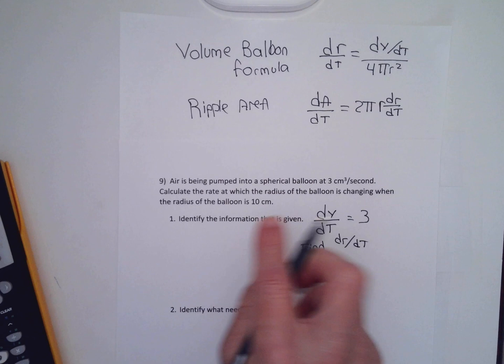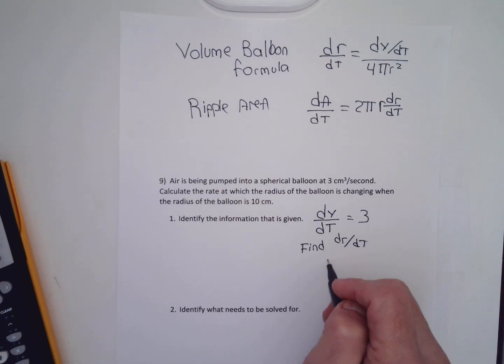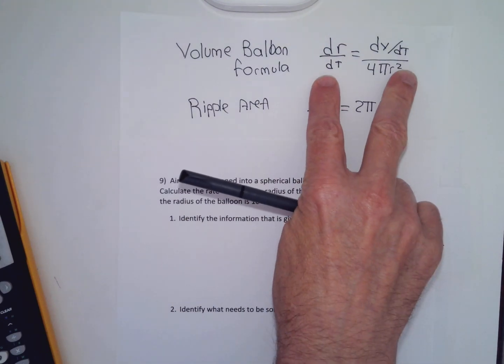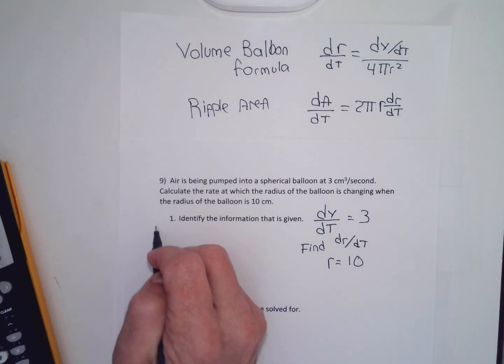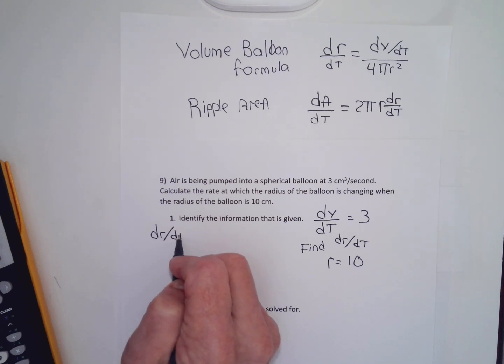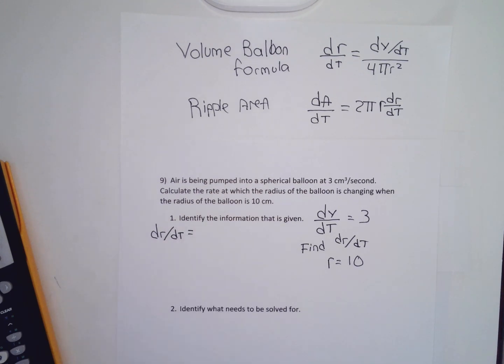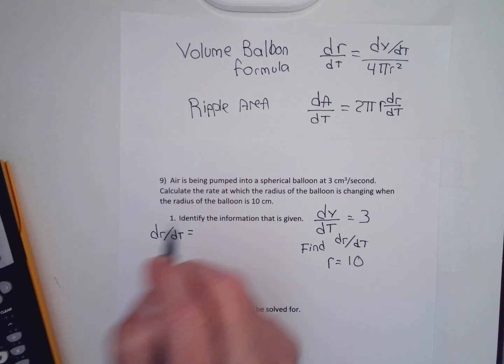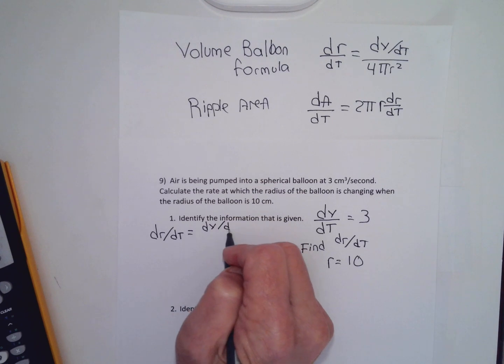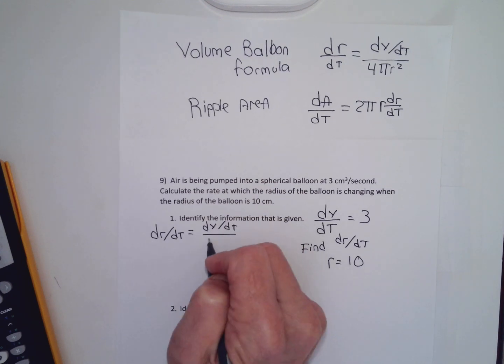And that says when the radius is 10 centimeters. So the radius is 10 centimeters. I created this formula, I might as well use it. So I'm going to use the formula that we created when we did this exact word problem with different numbers. The rate at which the radius is changing is the rate at which the volume is changing divided by 4 pi r squared.